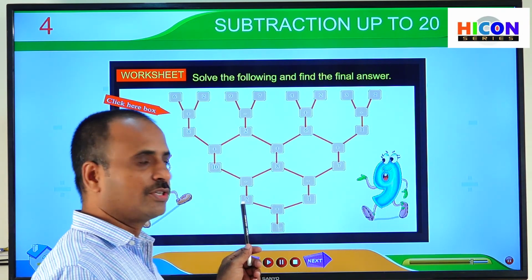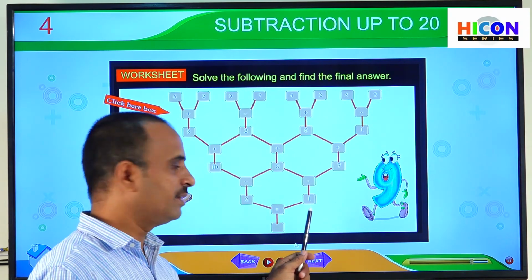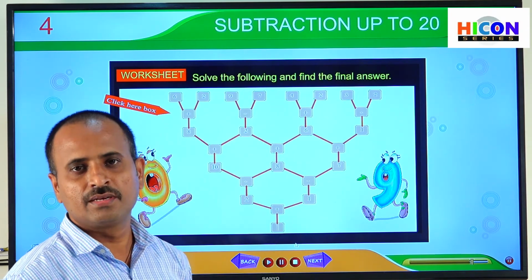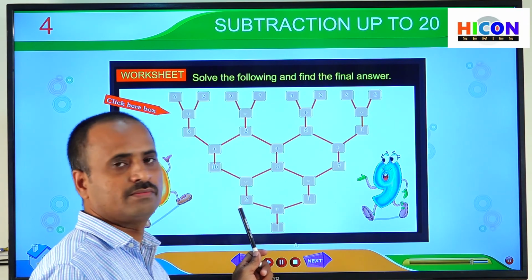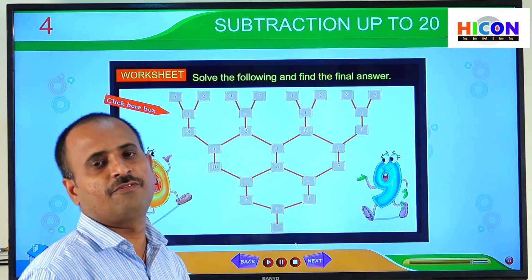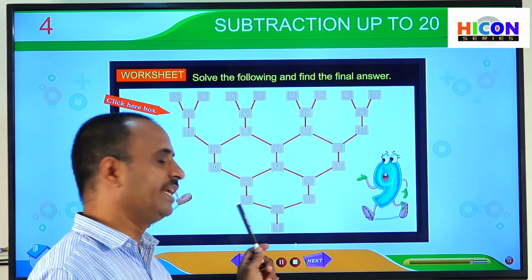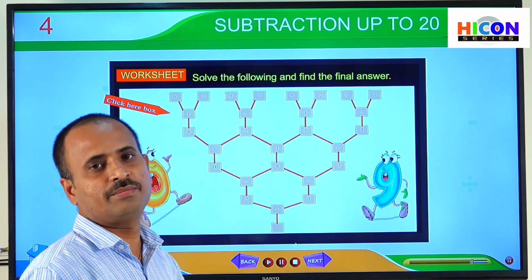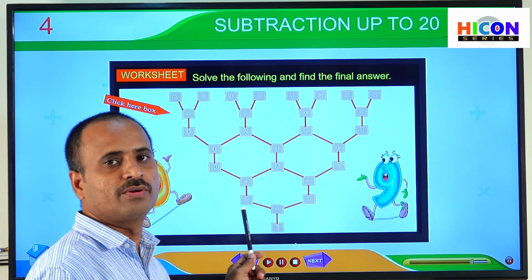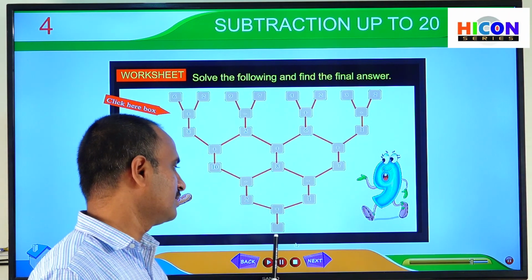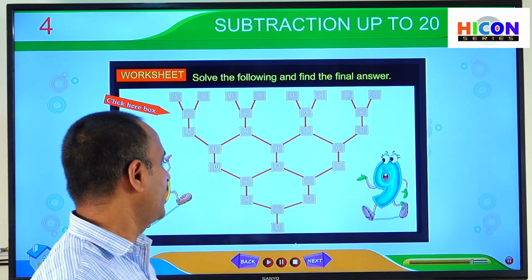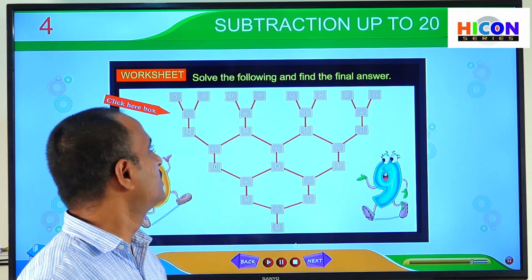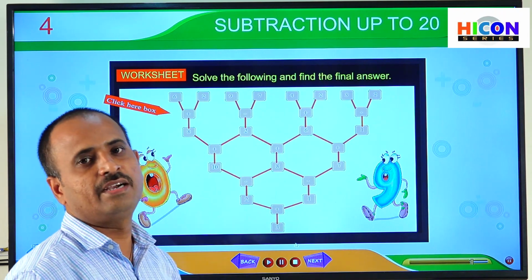So the first number is 2 and the second number is 1 and they have given a symbol plus. Plus means addition. So here we have to add 1 to the 2. So according to addition facts, if you add 1 to any number, we will get its next number. So what is the next number for 2? 3. So the answer is 3. So children, write 3 in this box. So children, the final answer is 3. So this is about the worksheet and this is the end of this chapter.